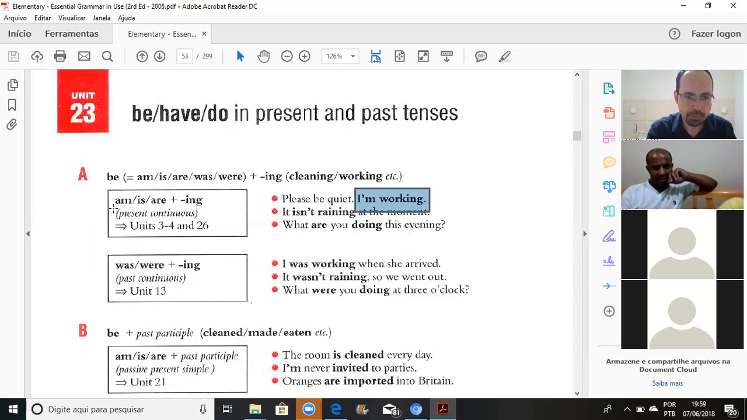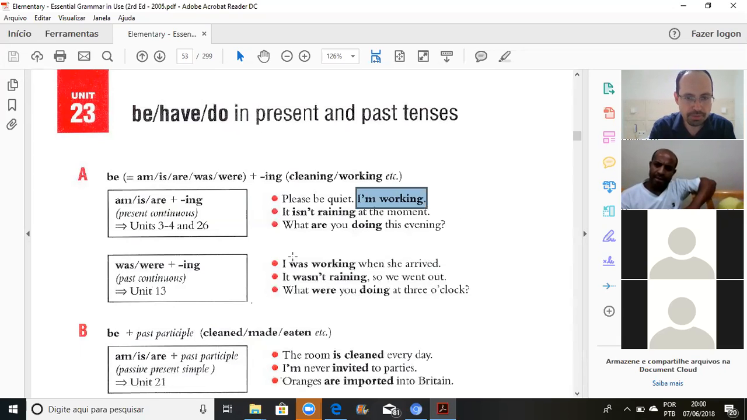Okay, I'm talking about present continuous. Let's change this sentence to past continuous. I was working. Present continuous: I am working. Past continuous: I was working. Present continuous: I am working now. Past continuous: I was working yesterday. Do you understand? Yes. Very good.